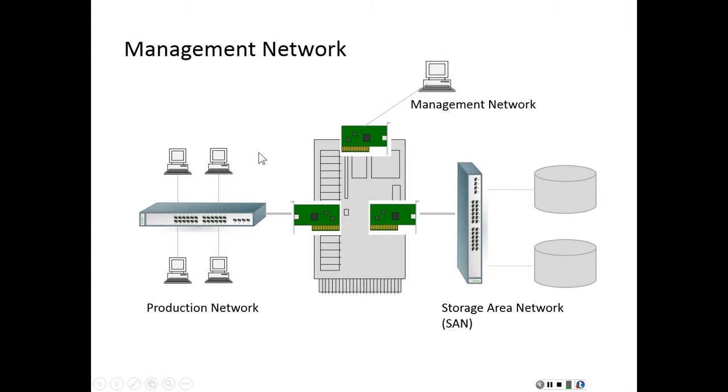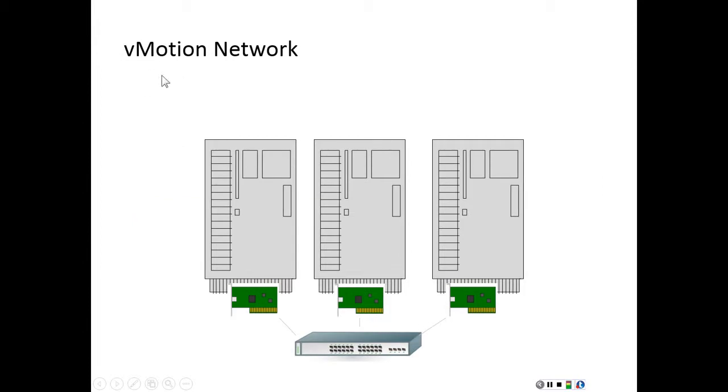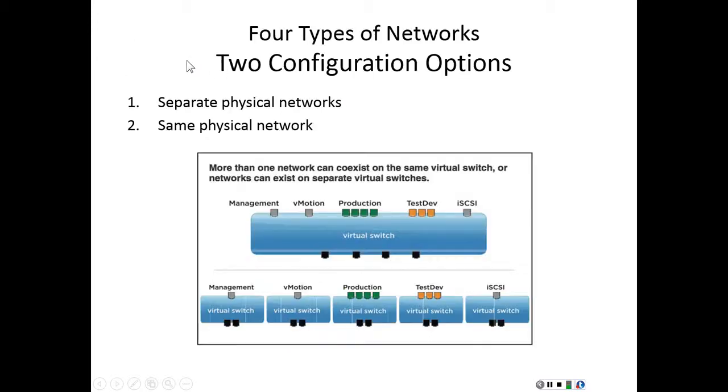Well, if the production network is totally congested and the storage area network is totally congested, the management network still allows us to get to the ESXi host and to configure it. The purpose of the management network is to let us, as network administrators, configure the ESXi hosts. A 4th type of network is the vMotion network, and what the vMotion network does is it carries traffic between ESXi hosts. And we will discuss vMotion later on in the course.